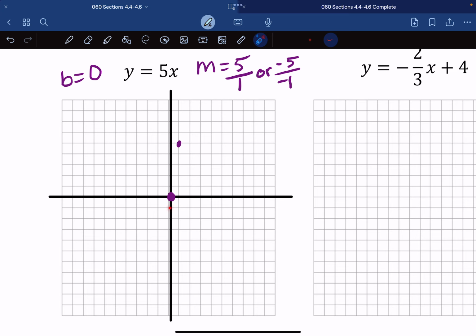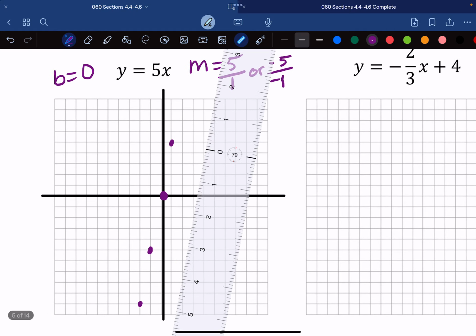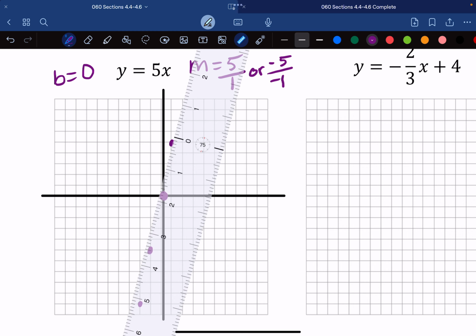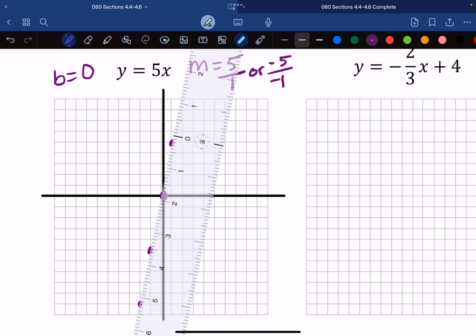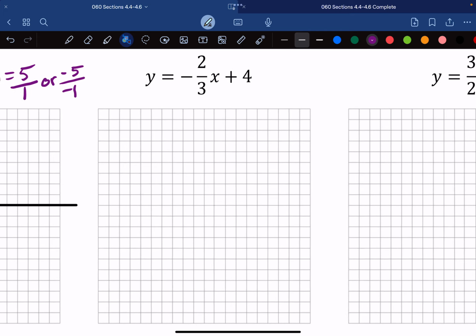So I'm going to go down this time, down 5, and this time to the left 1, because these are negatives. And now I have another point. And another point. And once I have my points, I can take my ruler, draw my line, and that's my graph. Let's look at that again.